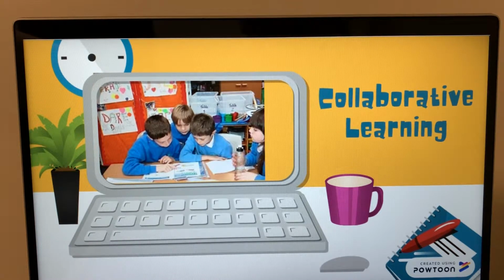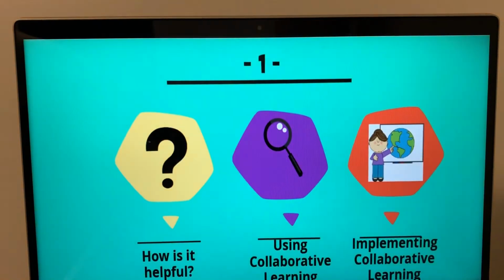Students need interaction with other students throughout the day more than just recess and lunch. Being able to work in a group would give them that opportunity to have that social interaction with other students. The three topics that I discussed is how is collaborative learning helpful to students and teachers?